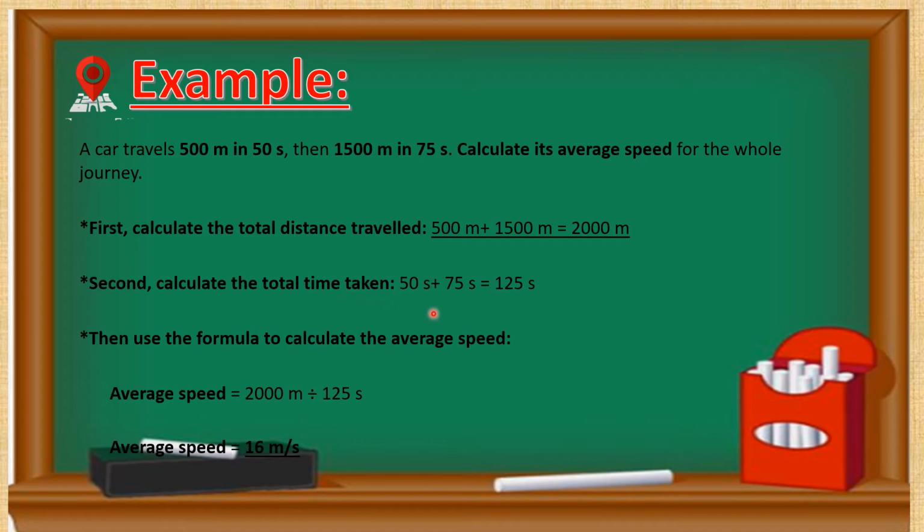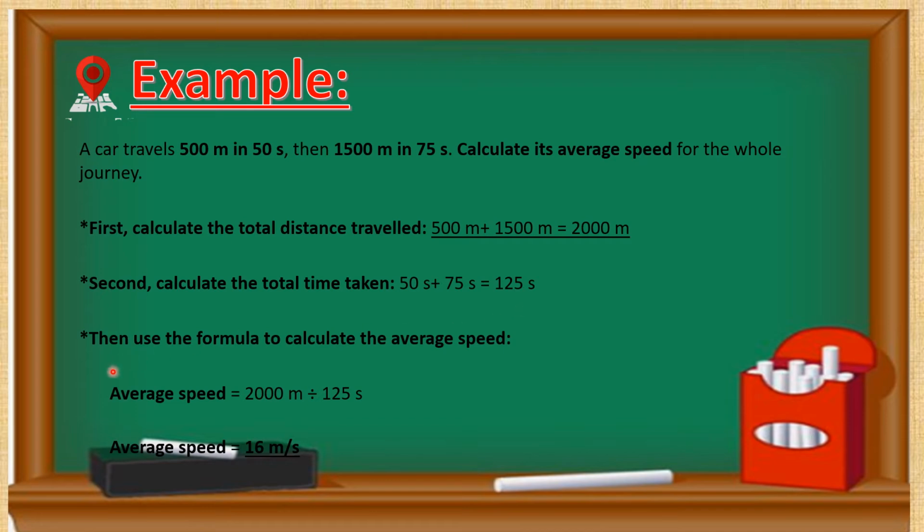So how do you know that it is time? It is because of the unit seconds. So what is the first time? 50 seconds. And then the second is 75 seconds. So how are we going to do this? We're going to add the time. So 50 seconds plus 75 seconds, the answer is 125 seconds.